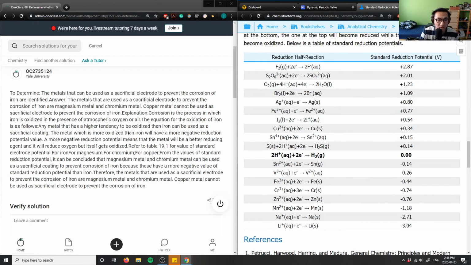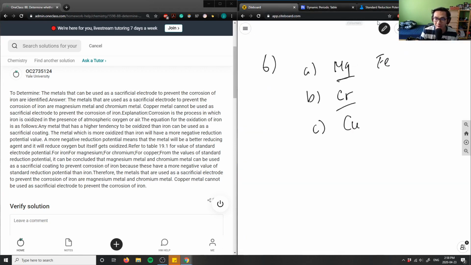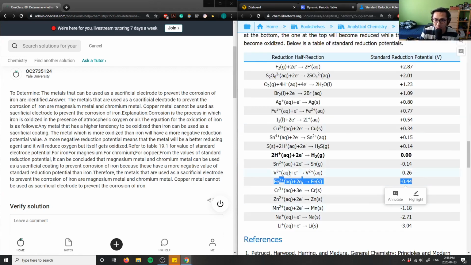Again, you have iron here. Fe is iron, so negative 0.44. I'm looking at magnesium and chromium, right? Let's see if I can find magnesium here. I don't think magnesium is here actually, but is chromium here? Chromium is right below it. So negative 0.44, which means chromium will get oxidized first before iron does.